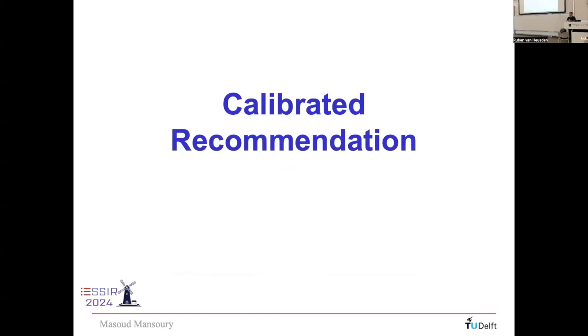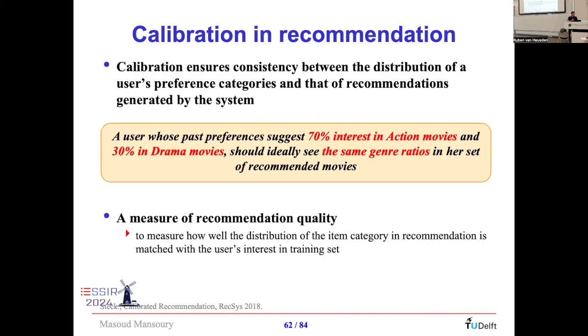The next approach is calibrated recommendation. First, I would talk about calibration as a kind of metric, how calibrated the recommendation is. Calibration in a recommender system means how well the distribution of the item categories in the generated recommendation list follows the distribution of the item categories in the user profile.